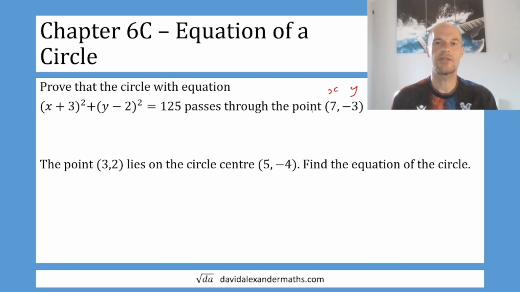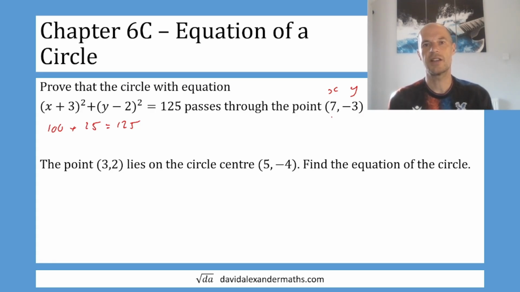So what happens if I stick in the 7? Well, I get 7 plus 3, which is 10. 10 squared is 100. Plus y is −3, so −3 minus 2 is −5, and −5 squared is 25. And we can see that by substituting in the x values and the y values, we're getting 125, which shows that this is a point on the circle with this equation.